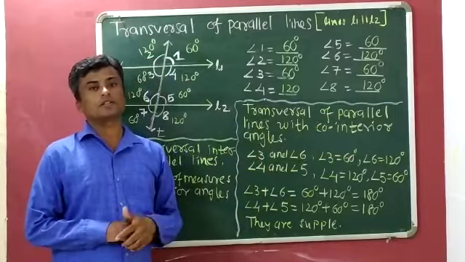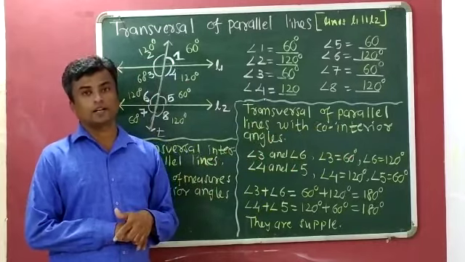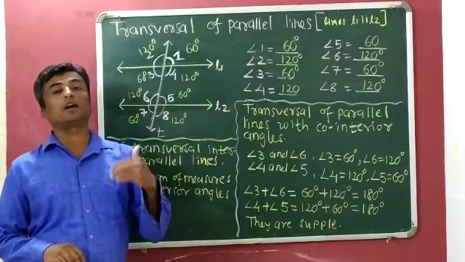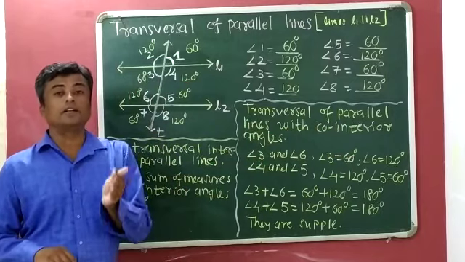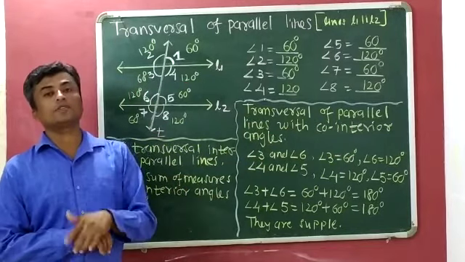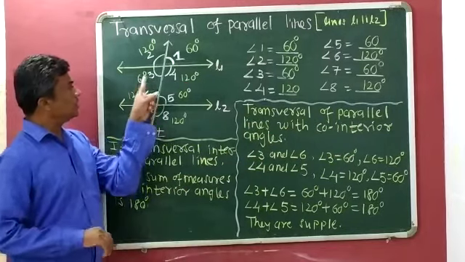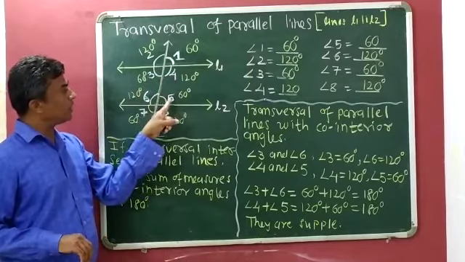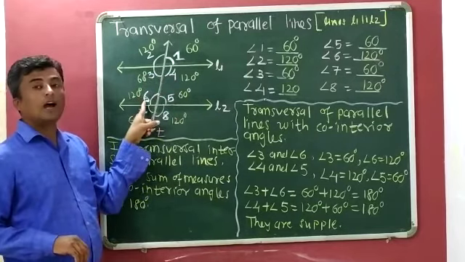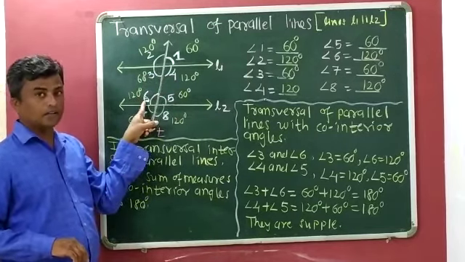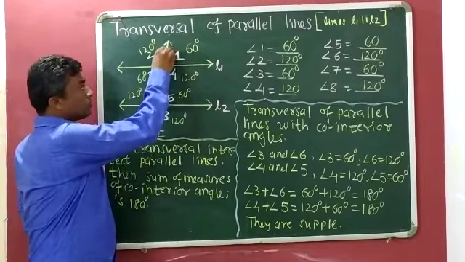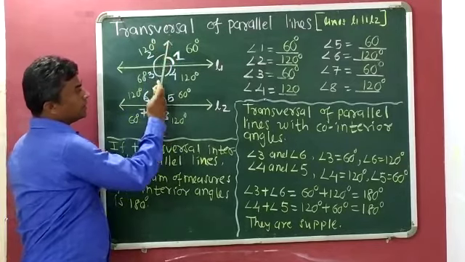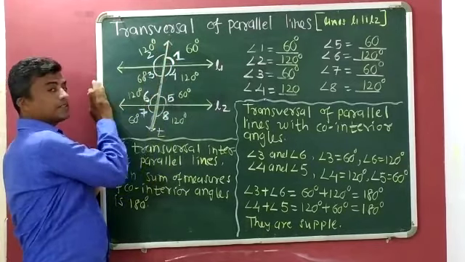First we will discuss the definition of co-interior angles. Co-interior angles are those angles which are interior angles on the same side of the transversal. See here, angle 3, angle 4, angle 5 and angle 6 are interior angles. Co-interior angles mean interior angles on the same side of the transversal. This is the transversal, it has one side and a second side.